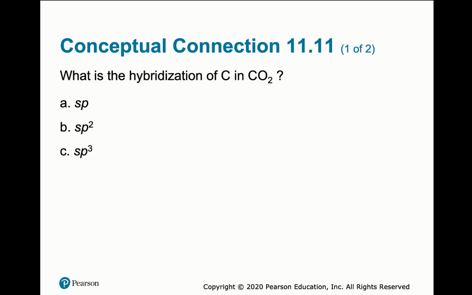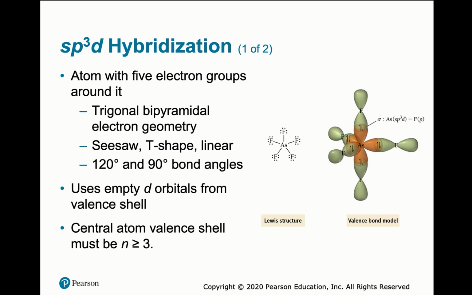What is the hybridization of carbon in carbon dioxide? It's going to be sp, because it has two double bonds. And the double bonds are actually going to be perpendicular to each other, at least in the orientation of the pi bonds.